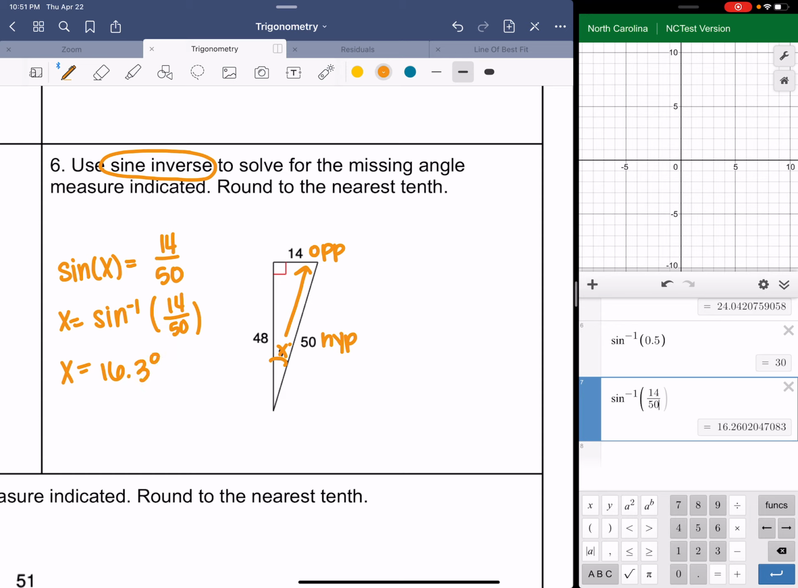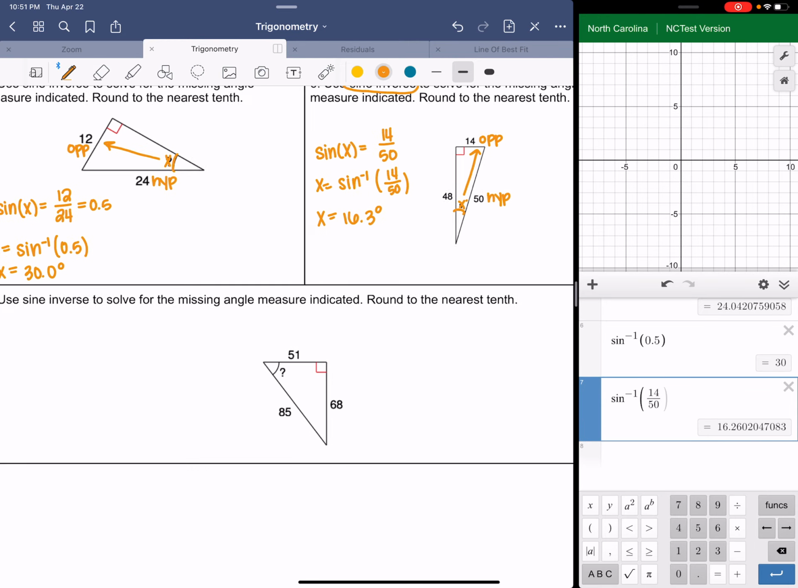Now, when you have a triangle that gives you all three sides, you could use sine, cosine, or tangent inverse to find that, just depending on which sides you chose to use. In this case, we were told to use sine, so we had to use opposite and hypotenuse.